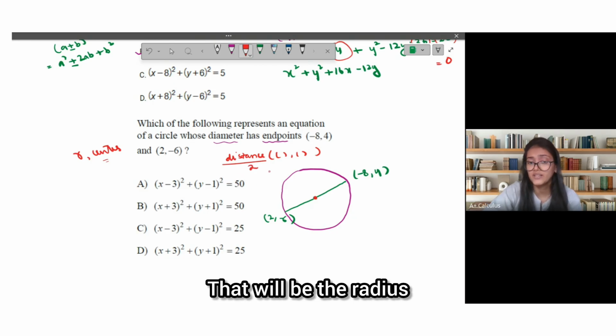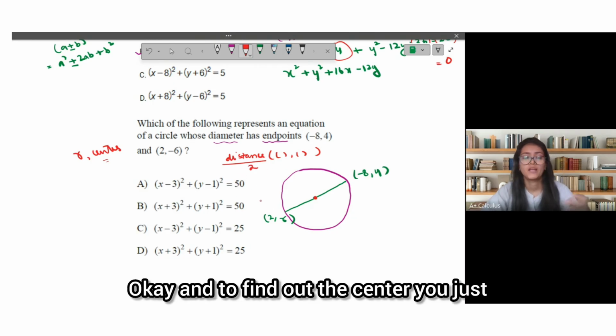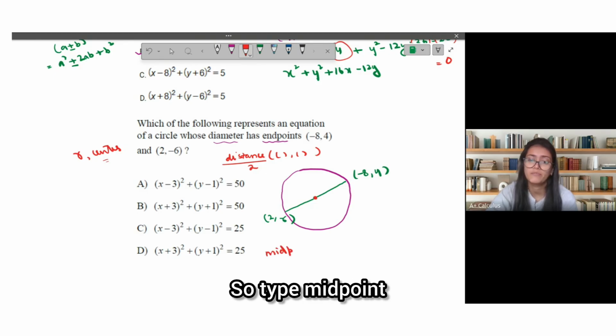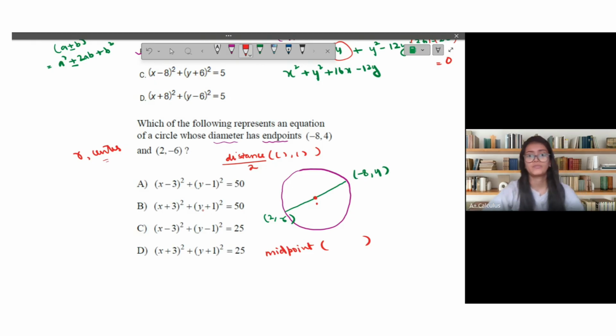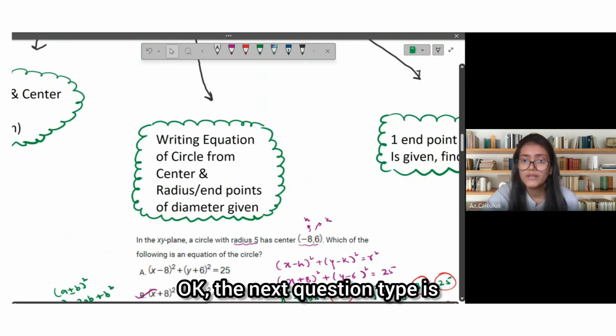That will be the radius. Okay, and to find out the center, you just use the midpoint formula. So type midpoint and these 2 points, so you'll get the center. And then you can write the equation.